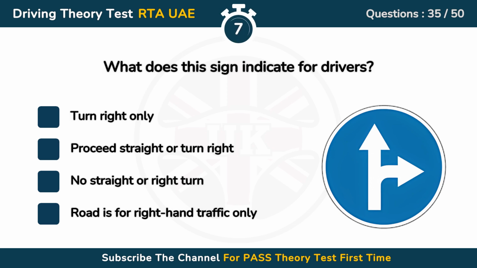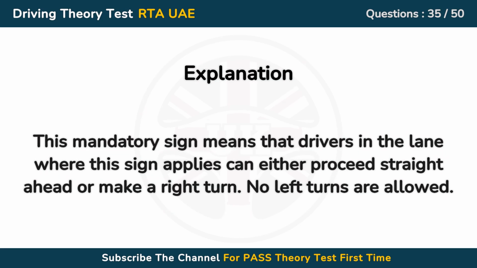Answer is B, a parking place is ahead. This information sign indicates that a parking place is ahead. Drivers should look for available parking spots and adhere to any specific rules given by supplementary signs. Question 39. What does this sign indicate?